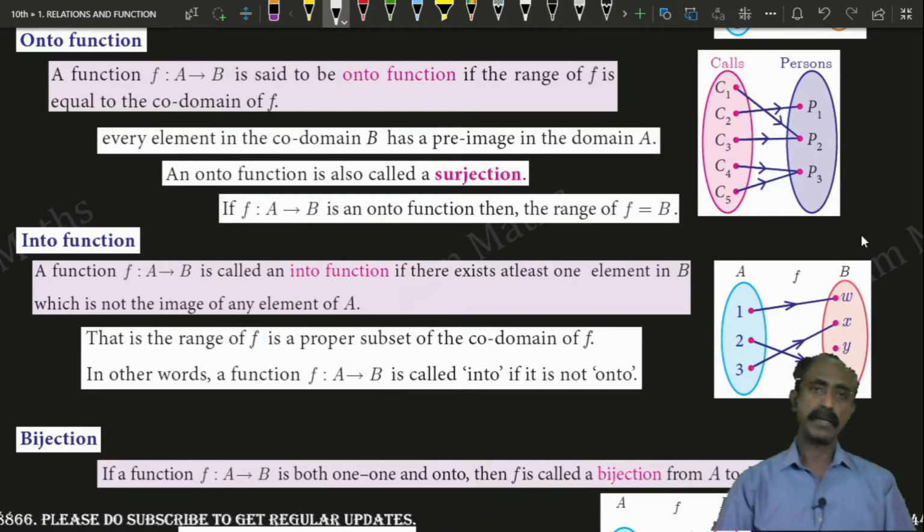So what's given? Every element in the codomain B has a pre-image in domain A. An onto function is also called a surjection. The other word for onto is surjection. If f from A to B is an onto function, then the range of f is equal to B.